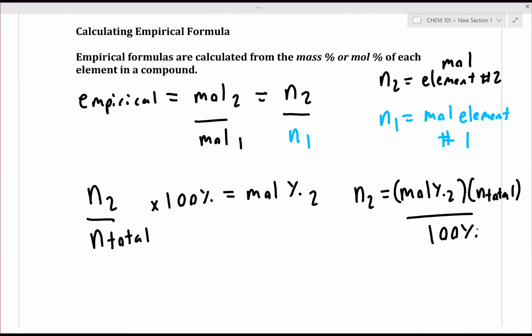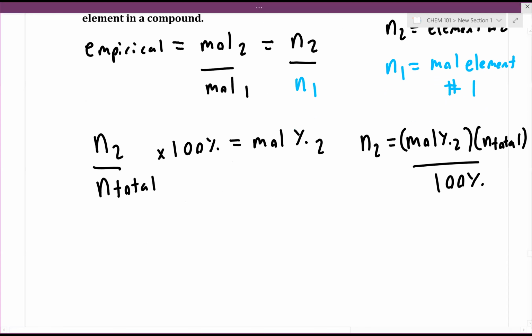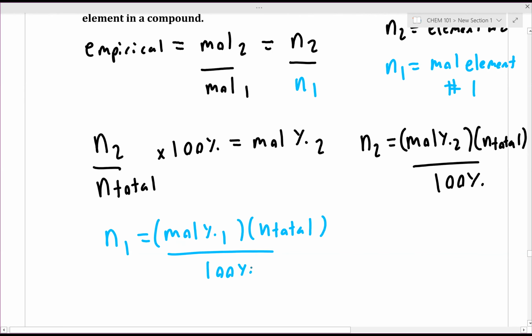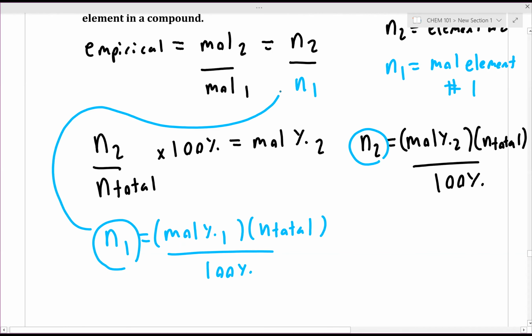Now, we can repeat the exact same process for element number 1. So the moles of element 1 are equal to the mole percentage of element 1 times the total moles over 100%, right? Exact same equation, except we're using the mole percentage of 1 this time. Okay, so from this, if we plug in each of these moles into this top empirical formula equation, we're going to see something a little bit interesting that we can use.